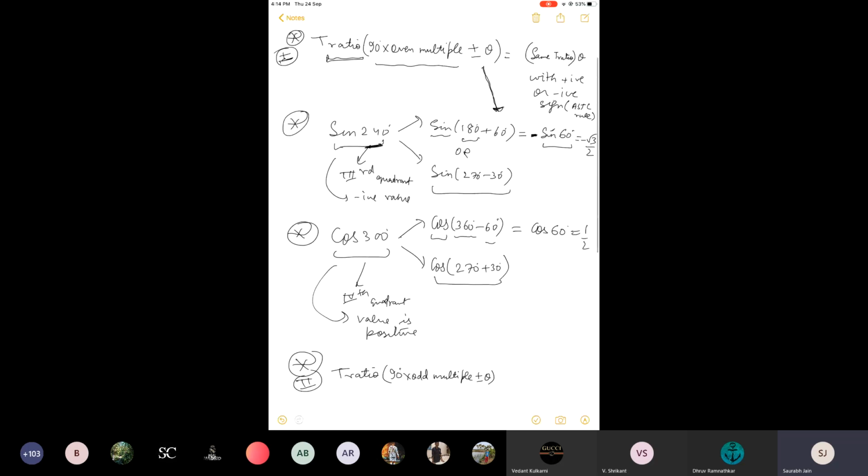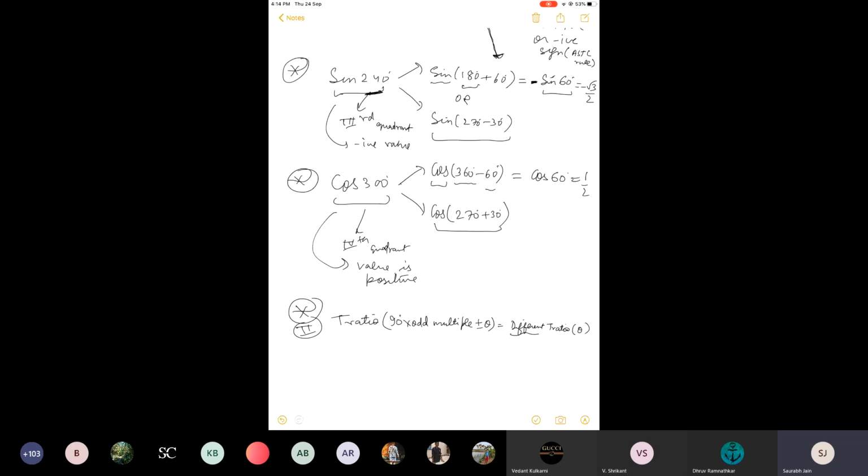It will be a different T ratio. Angle will be theta only. Only this is changing. Rest will be the same. In place of the T ratio, the same T ratio will not be coming; a different T ratio will be coming. Theta will remain the same, and this concept will also remain the same with positive or negative sign. And for that we will have to use ASTC.